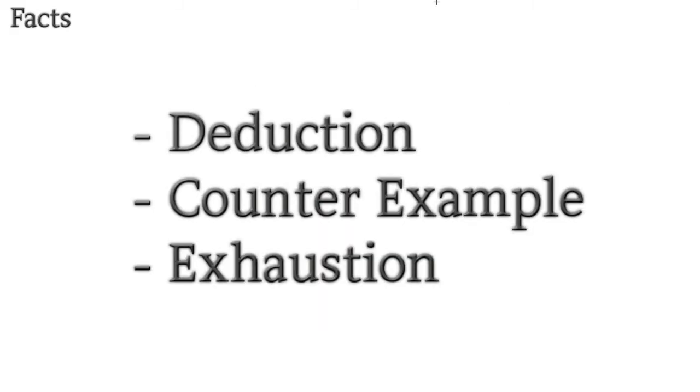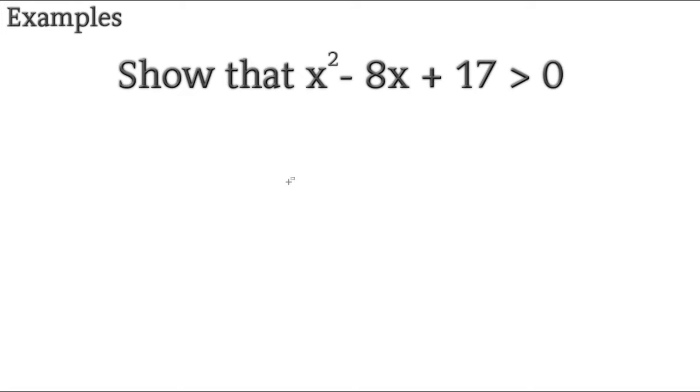Proofs are important because they're used in a lot of scientific research and also in mathematical theory research. In this video we're going to talk about deduction, counterexample, and exhaustion as three main ways of proving a theory. An example of deduction is shown as follows.